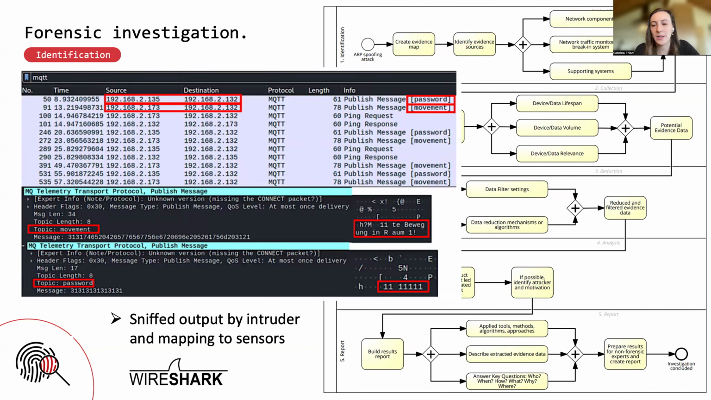In the next step, we identify what output the intruder could sniff and map the data to the two sensors. One is the movement sensor and the other one is the keypad for typing in the password. Additionally, it is evident that two devices repeatedly send MQTT messages to the central node, indicating that these devices are sensors. This inference is supported by an analysis of the MQTT protocol. Furthermore, it is possible to identify which device serves as the motion sensor and which one functions as the keypad module.